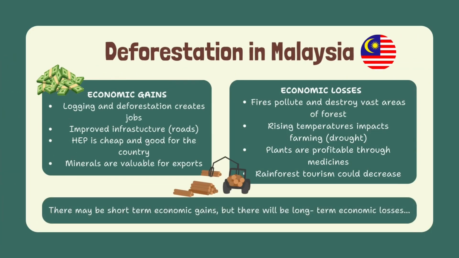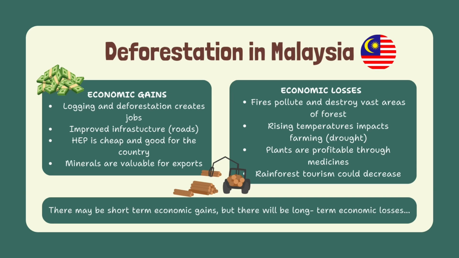What are the economic gains and losses of deforestation in Malaysia? Logging and deforestation creates jobs. It contributes towards an improved infrastructure in the area. Deforestation creates space for power plants, such as hydroelectric energy, which is cheap and good for the country. And the country makes money from exporting minerals.